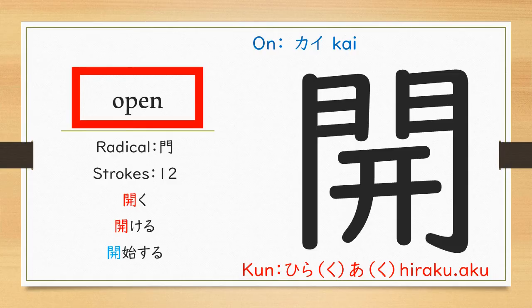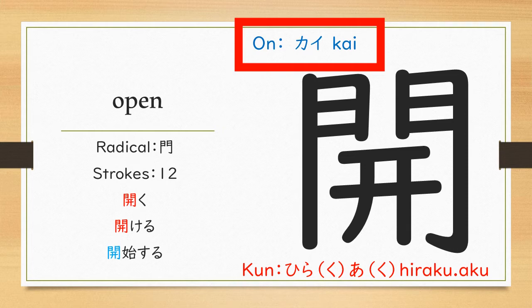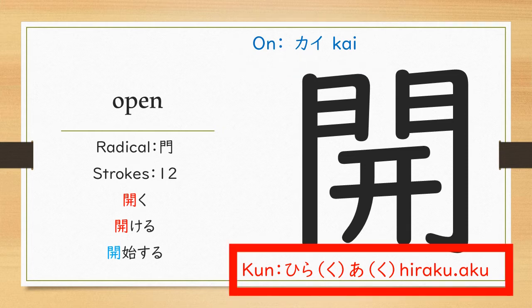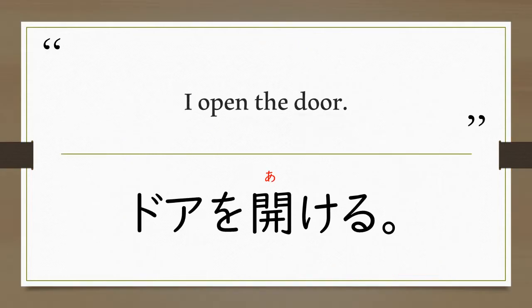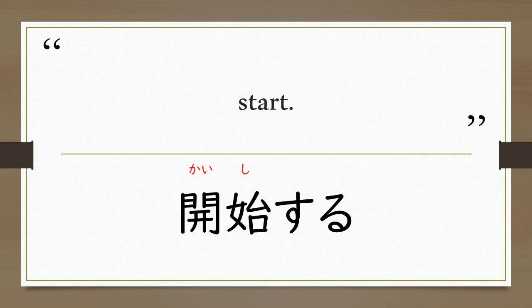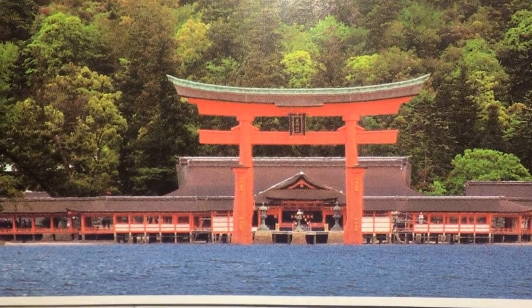The meaning is open. On is kai. Kun is hiraku, aku. Radical is the gate. These are the words with this kanji. I open the door. It's a transitive verb, so you take the particle o. ドアを開ける. To start is 開始する.